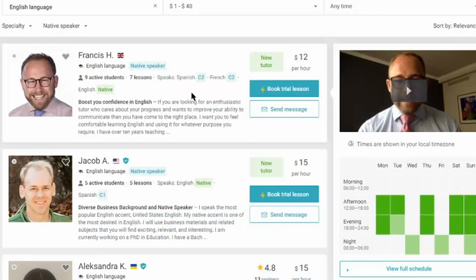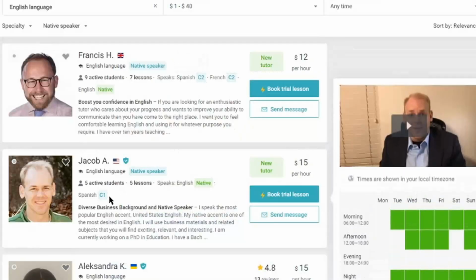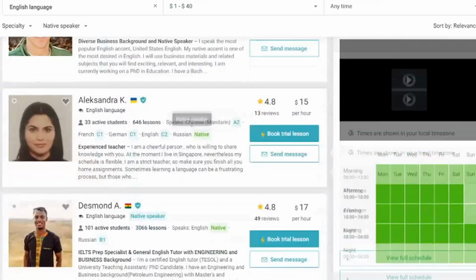And then this speaks must be native English. You see here? This is very important. There are different levels like a C2 here, or C1 here, or even B1.